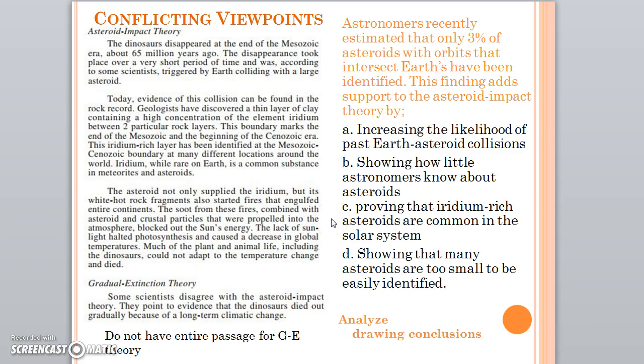Providing that iridium-rich asteroids are common in our solar system. Well, that's probably not going to work because we only know about 3% of them. So we're going to have to go with A. A would be the correct answer. We analyzed the passage and we had to draw a conclusion to choose the correct one.